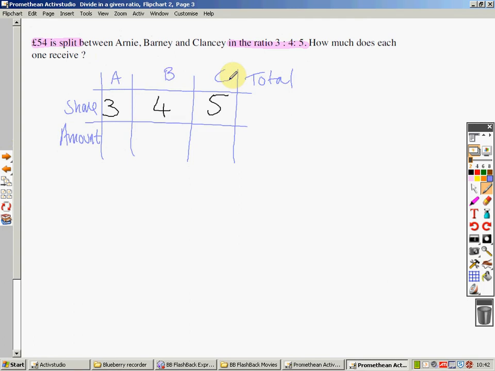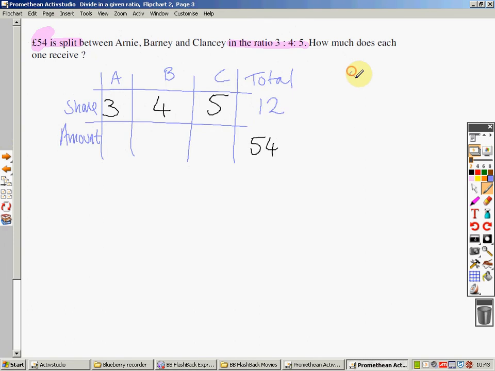Okay. Was I given any more information in the question? I haven't got my table yet. Yes, I've got that £54 here. So I need to put that into my table. 54 is a total pounds, total money. And now I'm going to add this up. 3 add 4 is 7. Add 5, 12. So I know the total parts are 12.